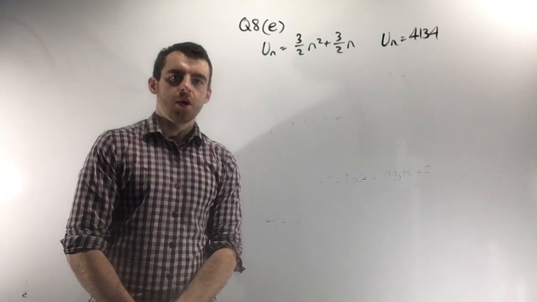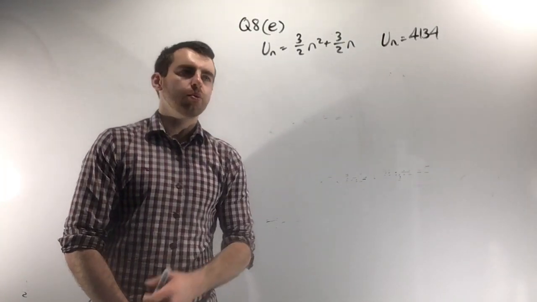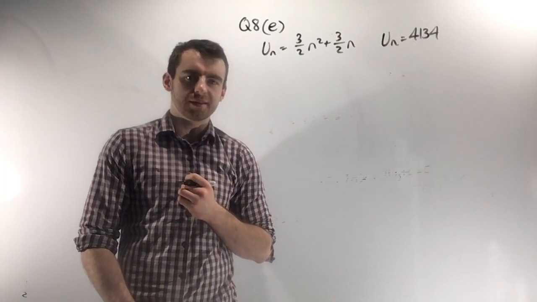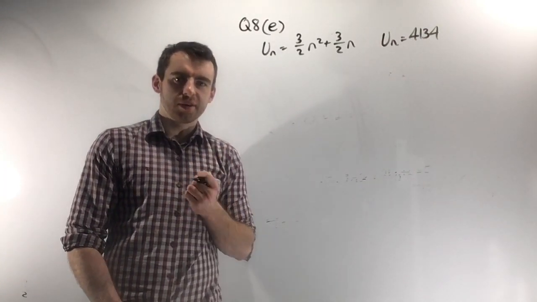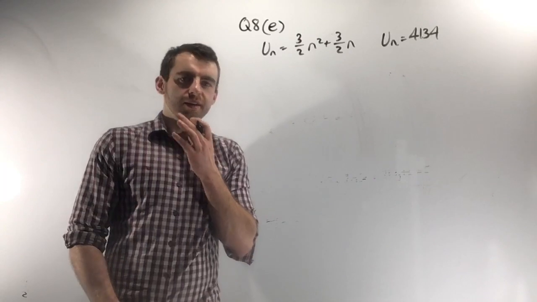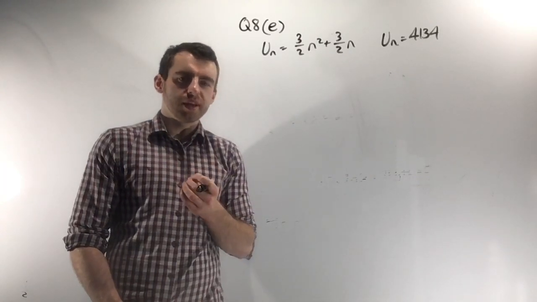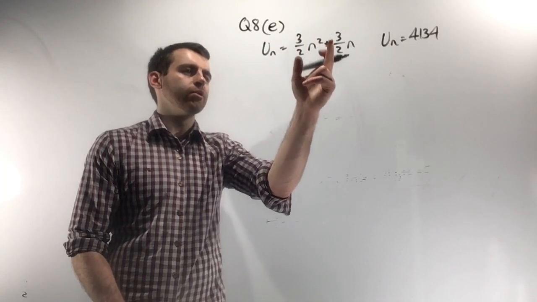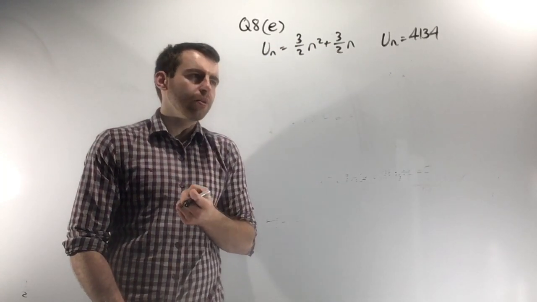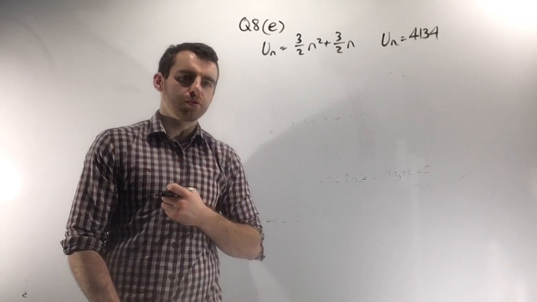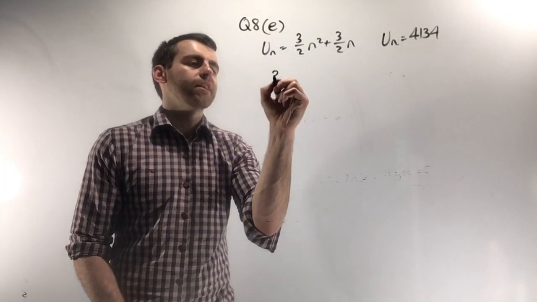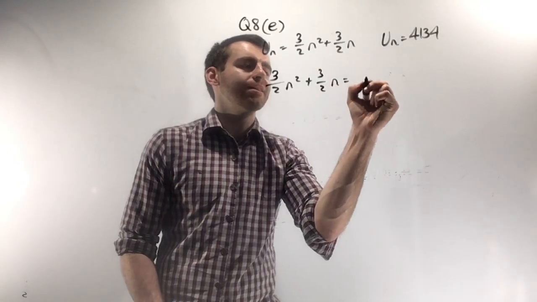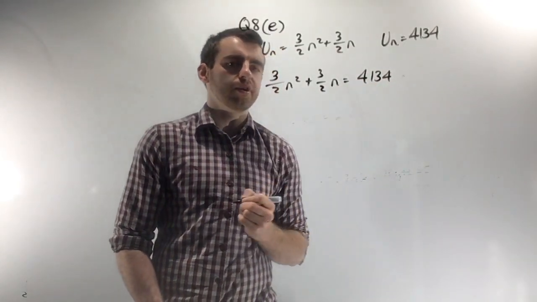Okay, for the last part of E, we're told that one of the patterns contains 4,134 matchsticks, and we're asked how many triangles are in that pattern. In the previous part of the question, we've worked out that the number of matchsticks is calculated as 3 over 2n squared plus 3 over 2n. We're now being told that the number of matchsticks is 4,134. So obviously that means that we can let the equation for the number of matchsticks equal 4,134.